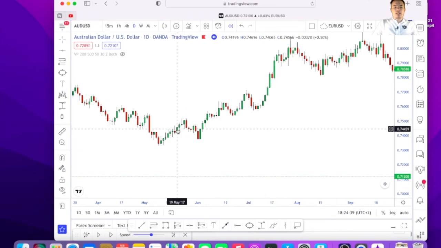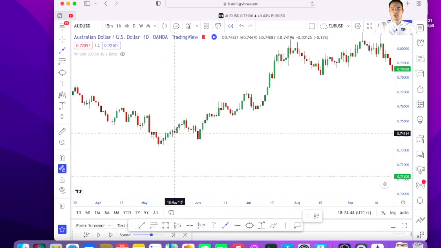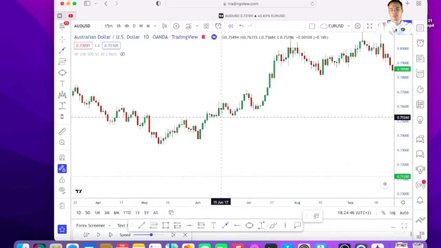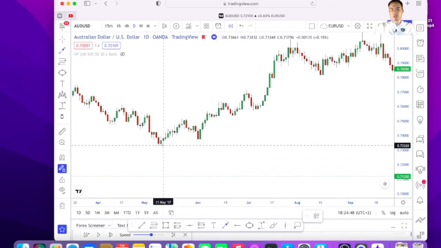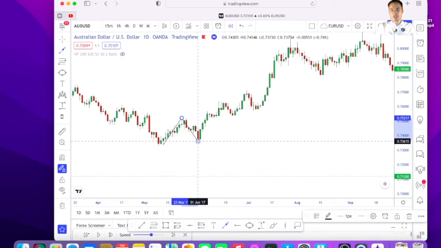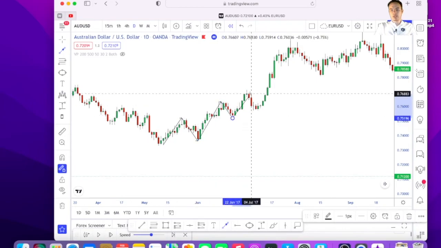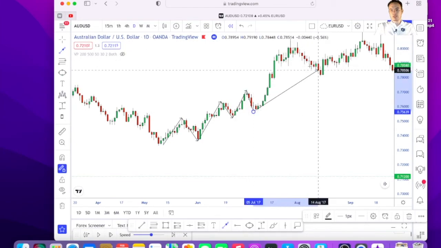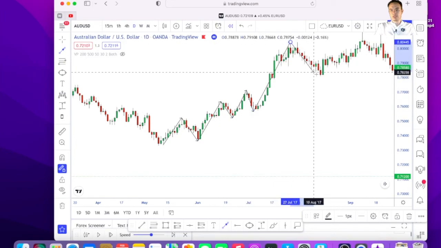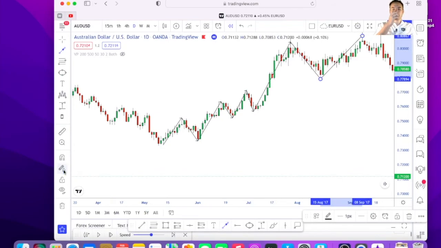So here's an example. Take an arrow and put it on your swing points, your pivot points. Let's say we start here, from this low to that high, from that high to that low, to that high, to that low, to that high, and so on. I'm not going to do it all the way. So this is when you want to identify market structure.